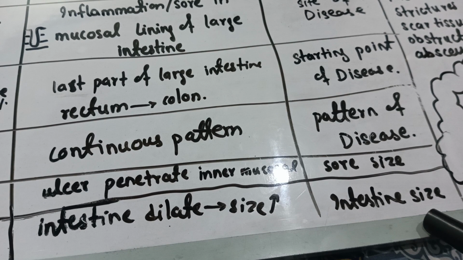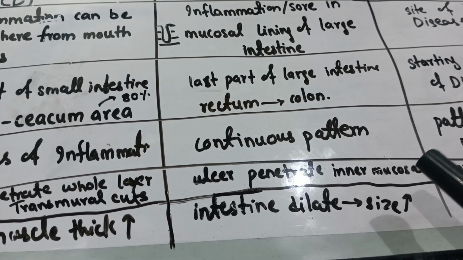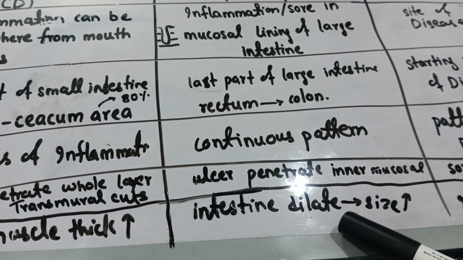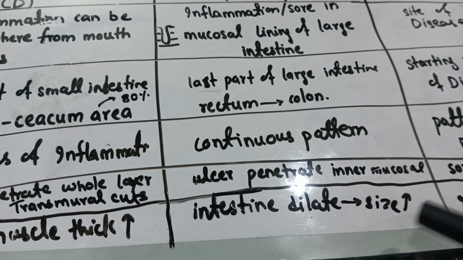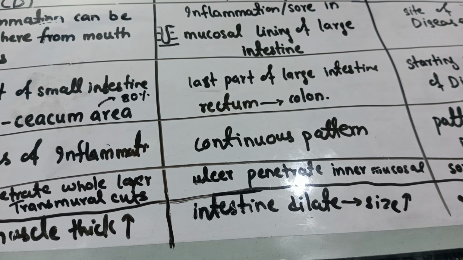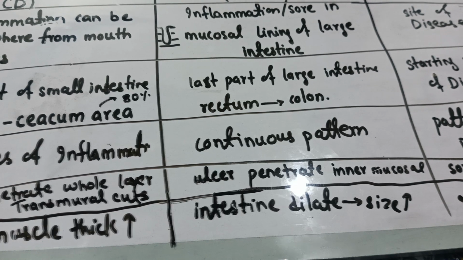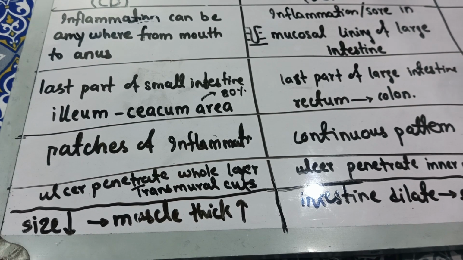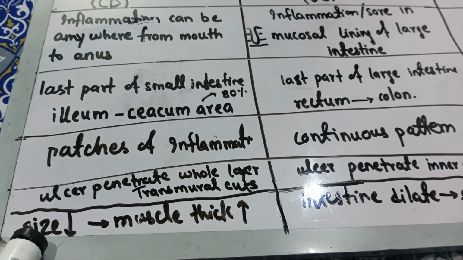Now the next difference is on the basis of intestine size. In ulcerative colitis, your intestine dilates, meaning the size of your intestine swells up and its size increases. But in case of Crohn's disease, the size of your intestine decreases.